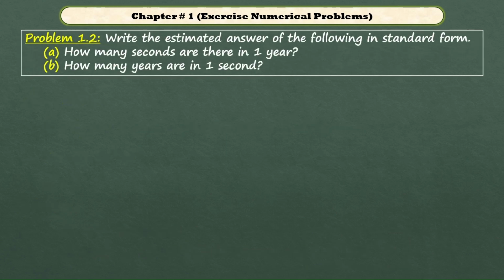Numerical number 1.2. Write the estimated answer of the following in standard form. Part A. How many seconds are there in 1 year? Part B. How many years are in 1 second?